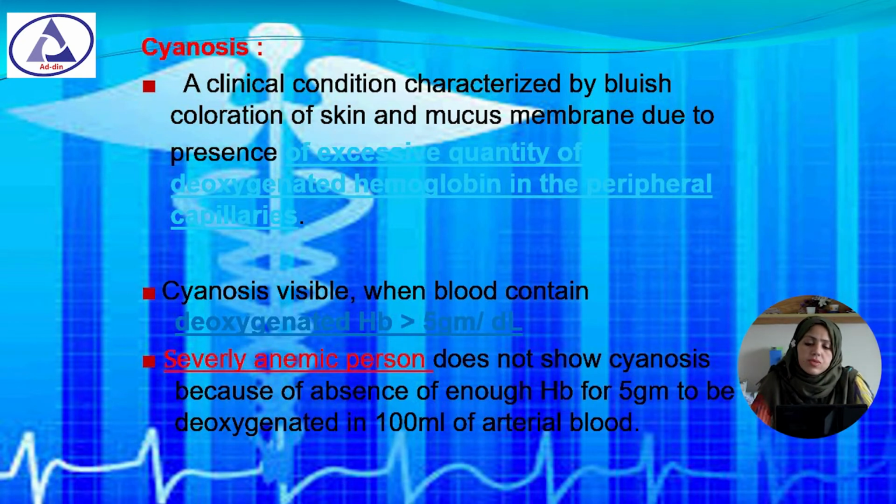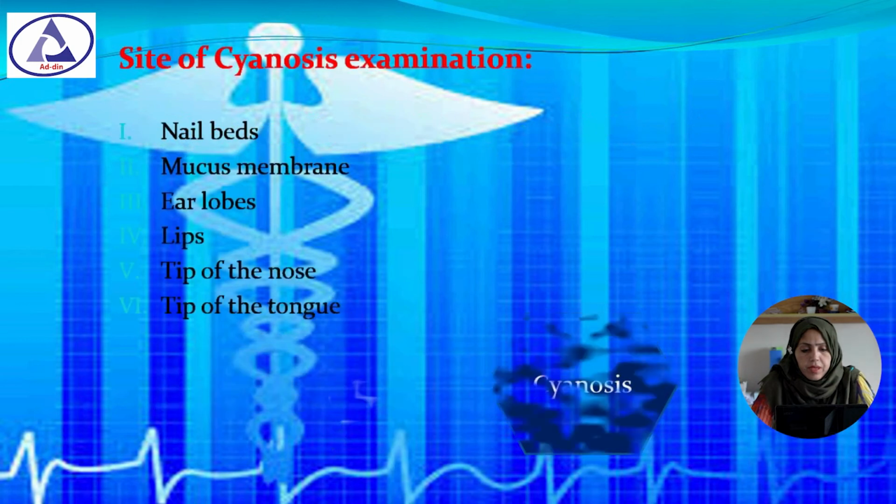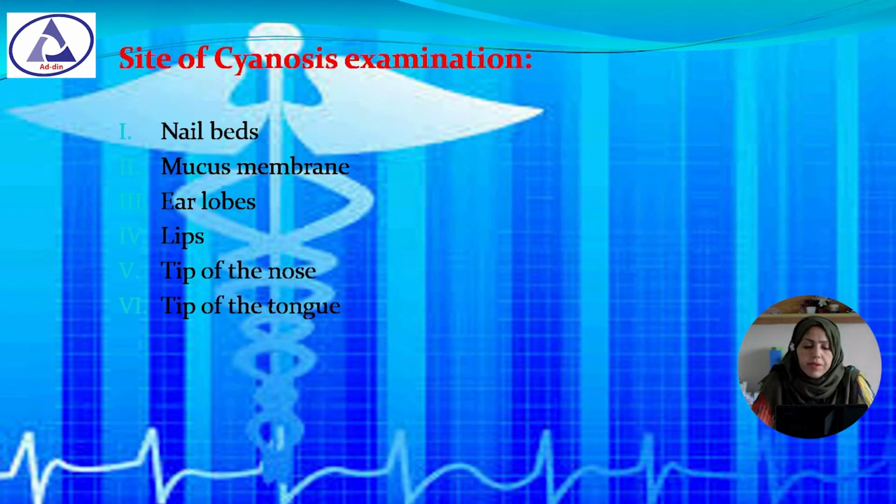Now, what do you mean by cyanosis? Cyanosis is a clinical condition characterized by bluish coloration of skin and mucous membrane due to the presence of an excessive amount of deoxygenated hemoglobin in the peripheral tissue. The amount of deoxygenated hemoglobin is more than 5 gram per deciliter. Deoxygenated hemoglobin has an intense dark purple blue color that is transmitted through the skin. Sites of cyanosis are nail bed, mucous membrane, earlobe, lips, tip of the nose and tip of the tongue.